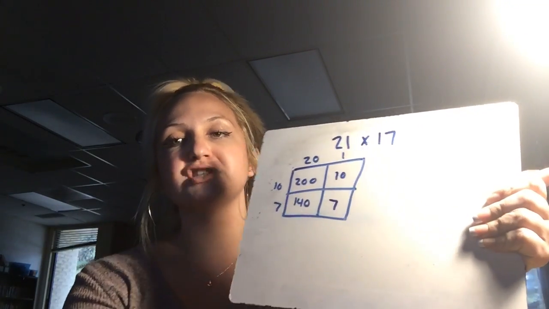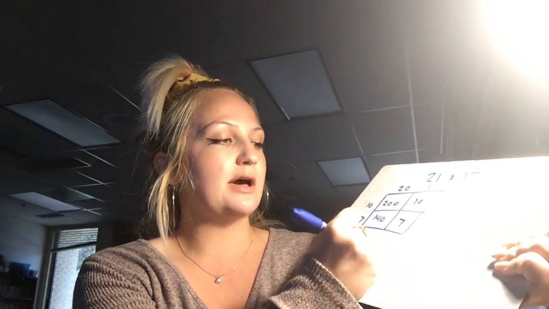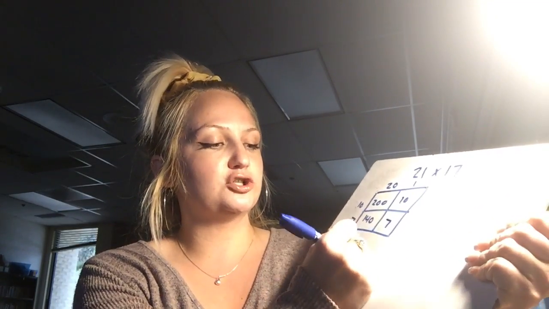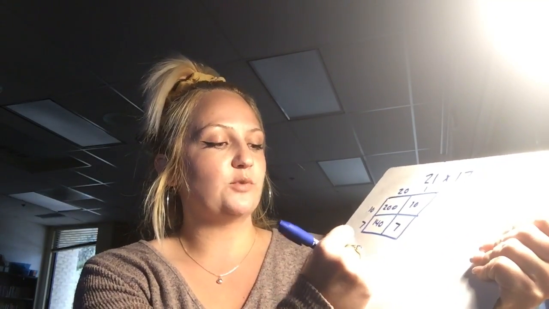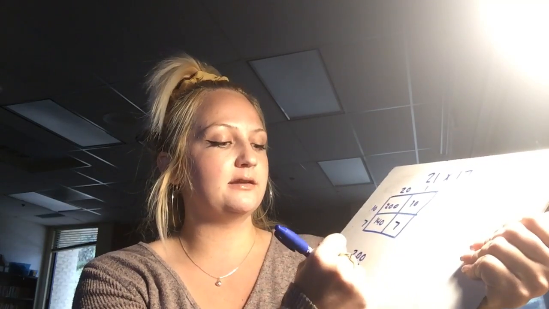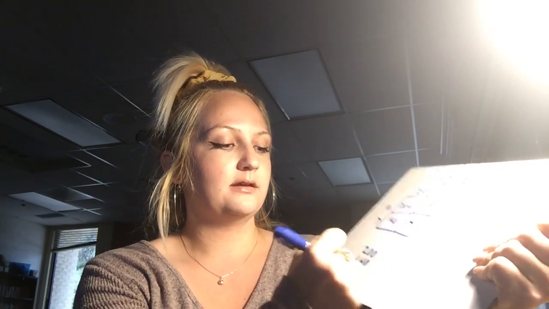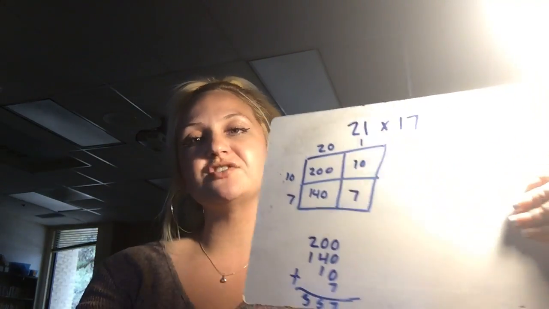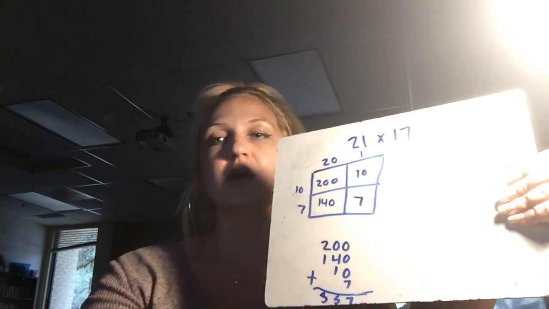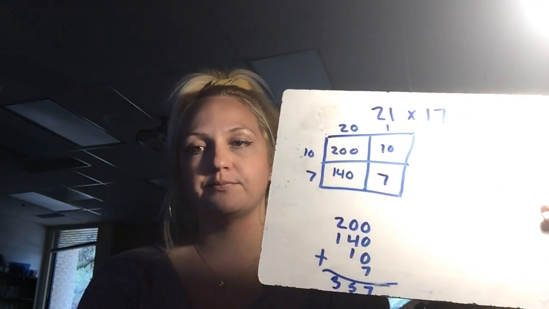So those 4 numbers are my partial products. So I would add them up to get my answer. 200 plus 140 plus 10 plus 7. And I would get 357 is my answer. This is your area model method, okay?